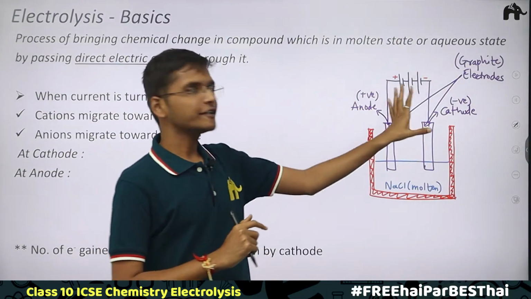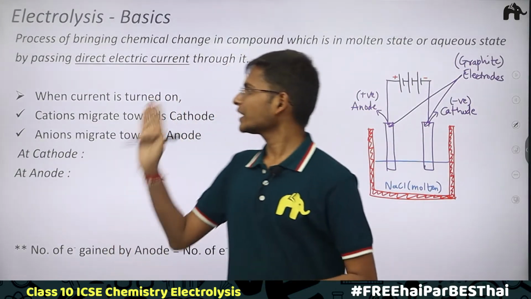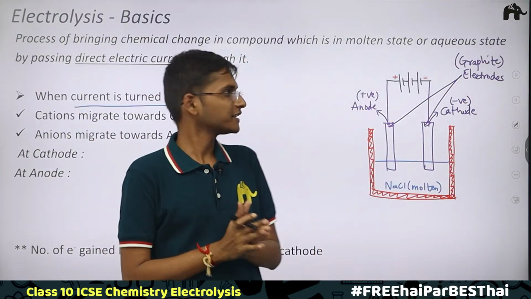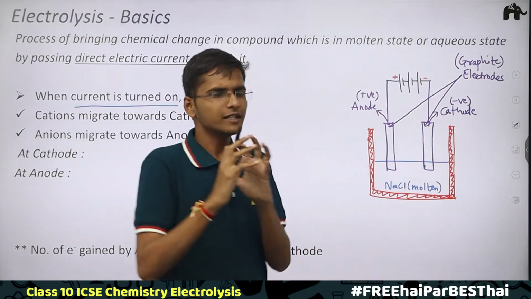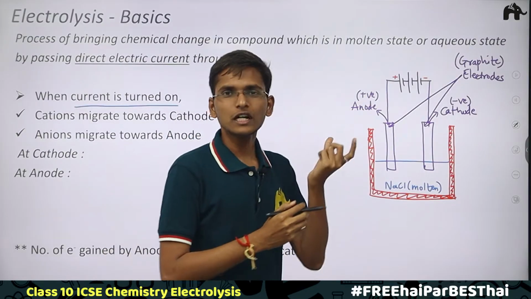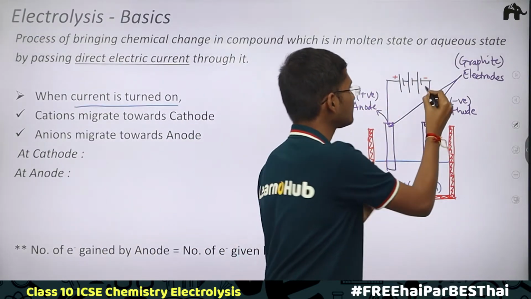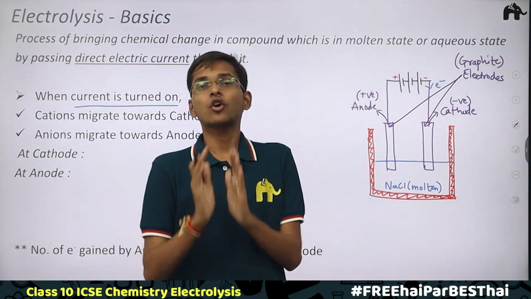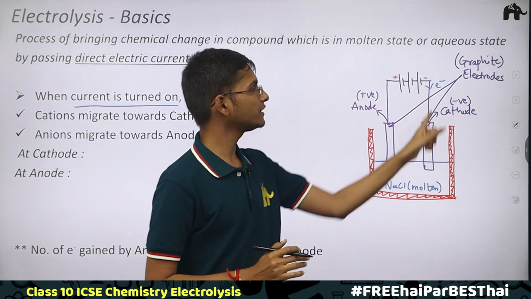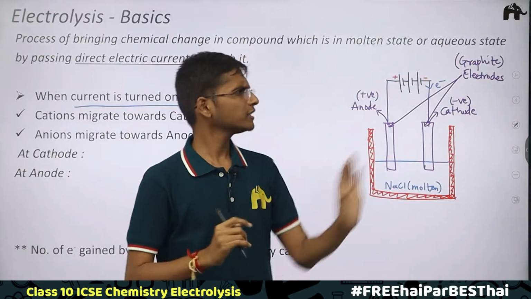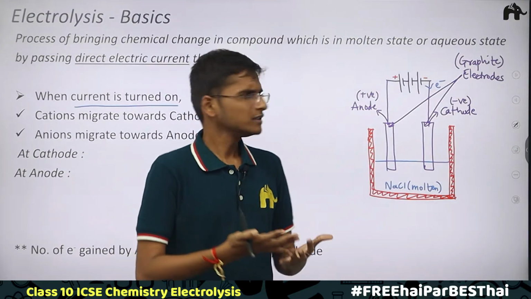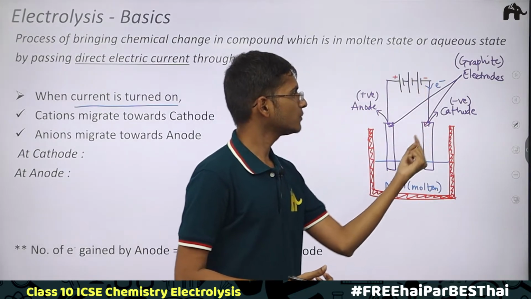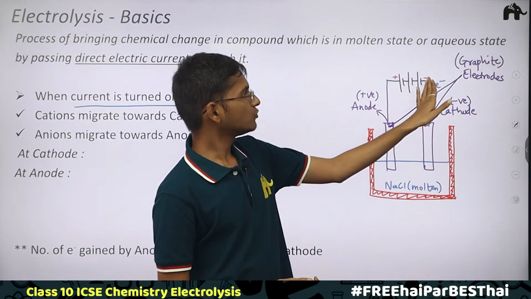Okay, so we are now going to switch on the current. What would happen when the current is turned on? Magic starts to happen, right? So let's understand this process. When we turn on the current, electrons start to move from the negative terminal, because we know that electrons always flow from the negative terminal of the battery to the positive terminal. As usual, they follow the same behavior. They start moving from the negative terminal to the positive terminal.